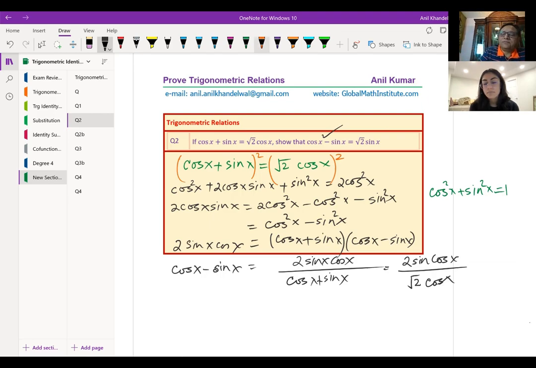We can simplify by dividing, right? So this is 2 sine x over root 2, but then you can rationalize, right? Do you see that? Yes, I see. So you have to use your Pythagorean identity and then prove. Correct.